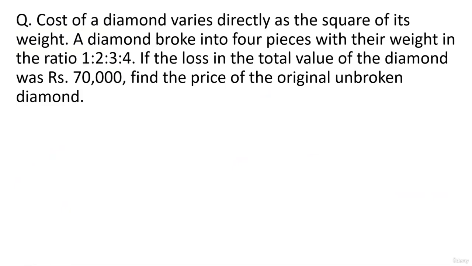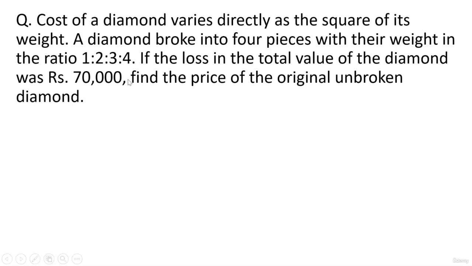So the question says the cost of a diamond varies directly as the square of its weight. A diamond broke into four pieces with their weights in the ratio 1 is to 2 is to 3 is to 4. If the loss in the total value was rupees 70,000, find the price of the original unbroken diamond. So the cost of the diamond varies directly as the square of its weight.